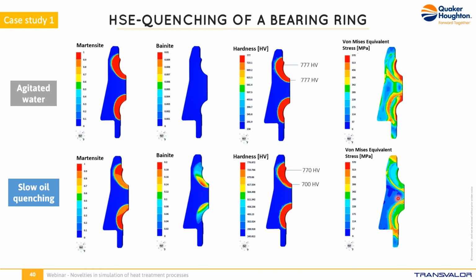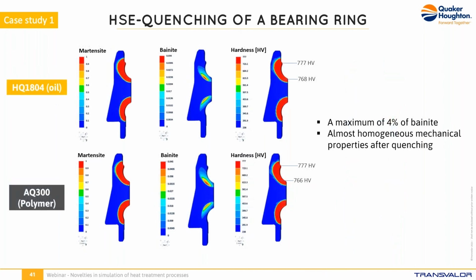That's why we target intermediate quenching time. We have to go fast enough to make mainly martensite, but also as slow as possible to reduce to the minimum the residual stress, as in oil. The initial oil HQ1804 leads to only 4% of bainite, as we see here, and almost homogeneous hardness in the bearing ring. With the polymer candidate, we have identical microstructure, which indicates that this solution may be adapted.